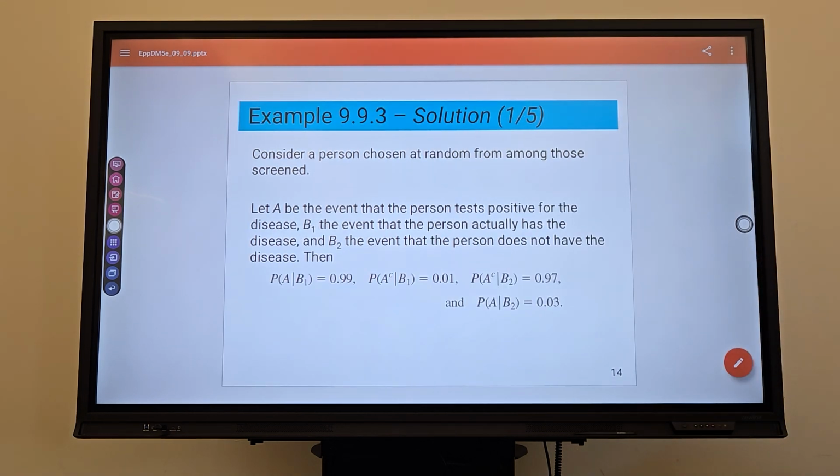Well, consider a person chosen at random among those to be screened. Let A be the event that the person tests positive for the disease. B1 be the event that the person actually has the disease. B2, the event that the person does not have the disease. Then probability of A given B1 equals 99%. Probability of A complement given B1 would then be 1%. Probability of A complement given B2 would be 97%. And probability of A given B2 would be 3%.